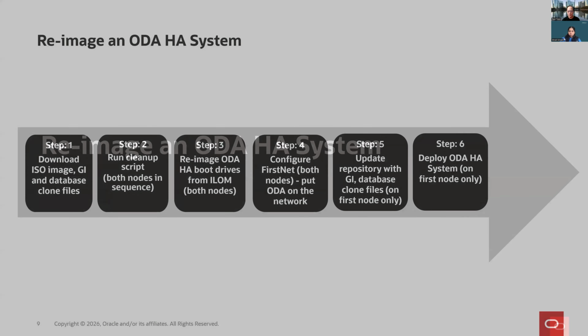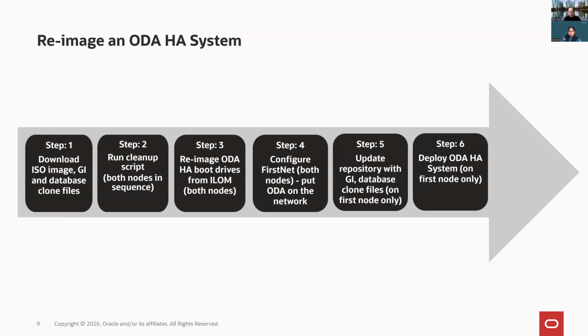So on reimaging and redeploying an ODA HA system, these are the high-level steps. Again, Shruti will go through this in detail with commands, and you'll see that. Step one is really to download and have all the files required for the process available, so that you can use them to do the reimaging and also the redeployment.